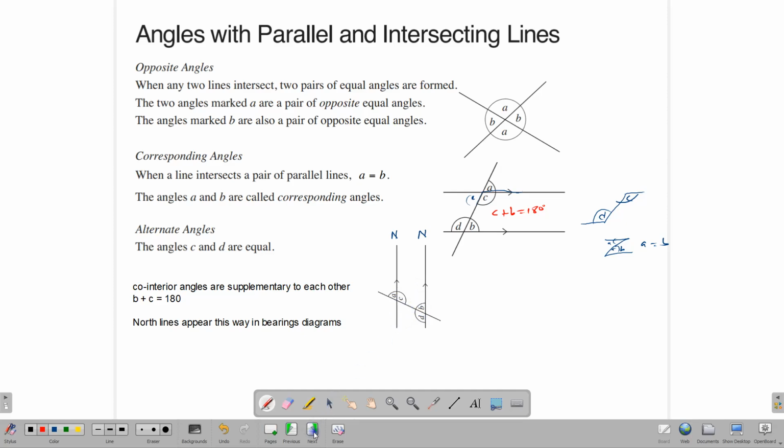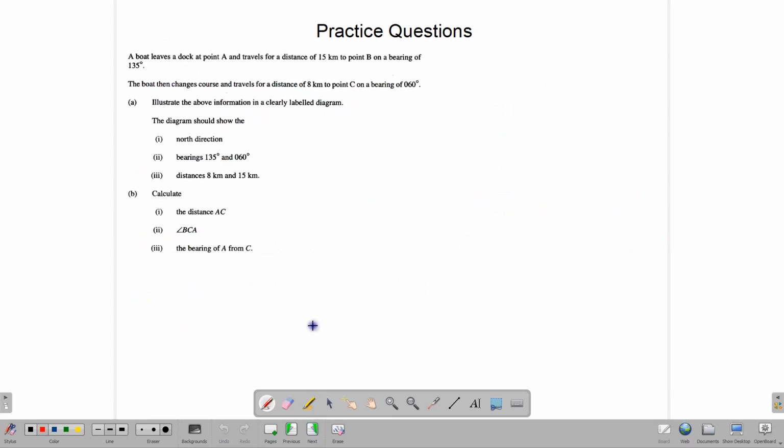All right, so we have 5 questions that we want to look at. The first one will require us to draw it ourselves. So this is a CXC question. Let's look at it and see what it says.